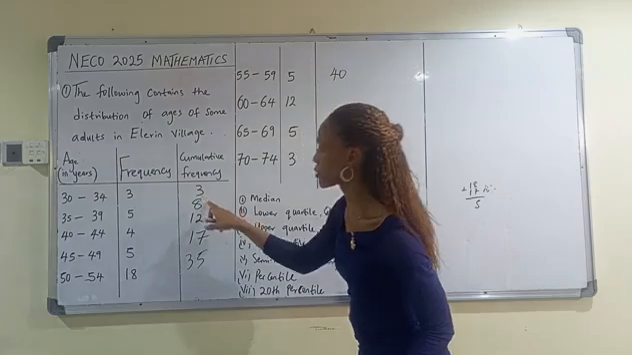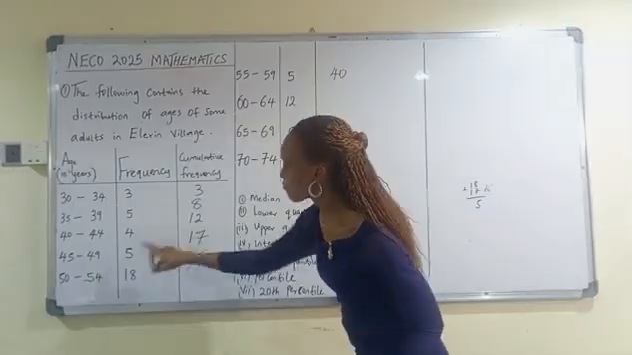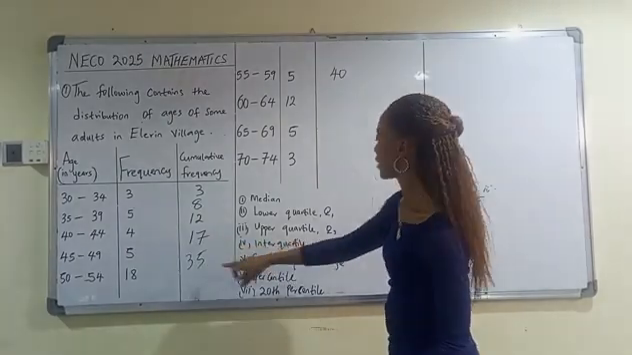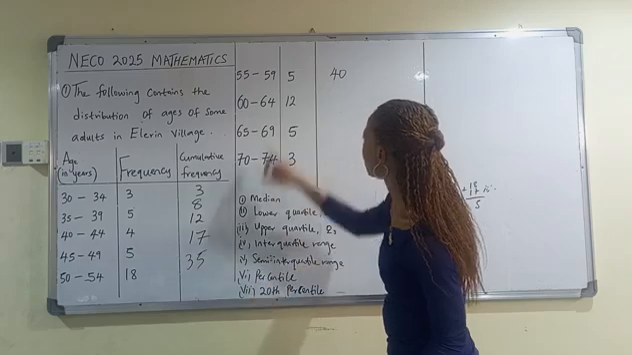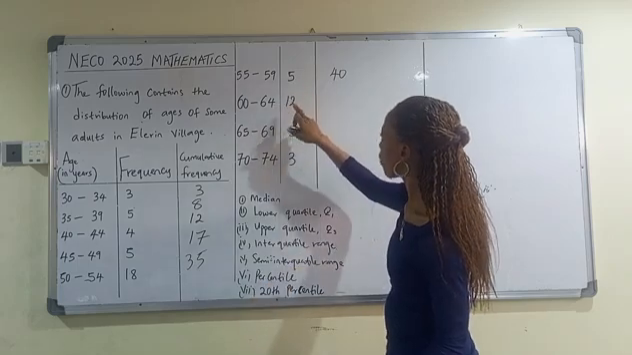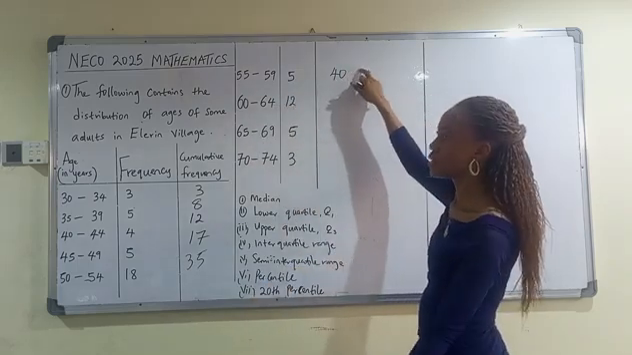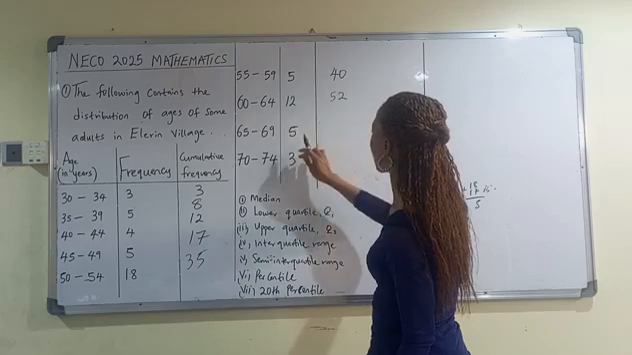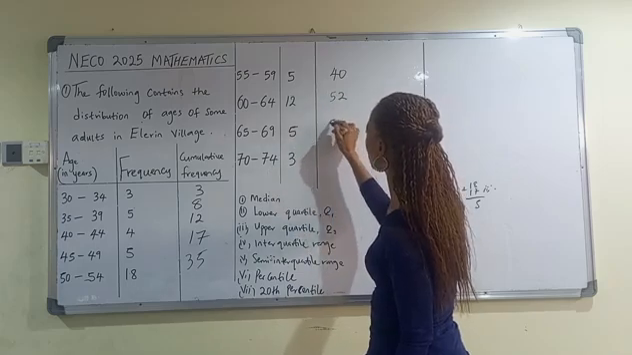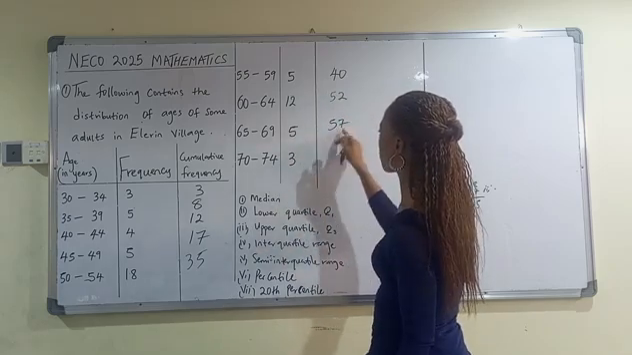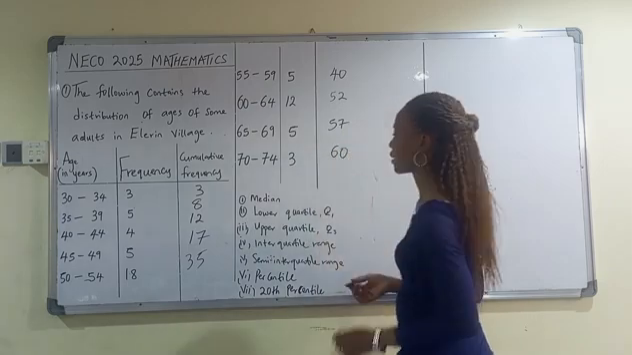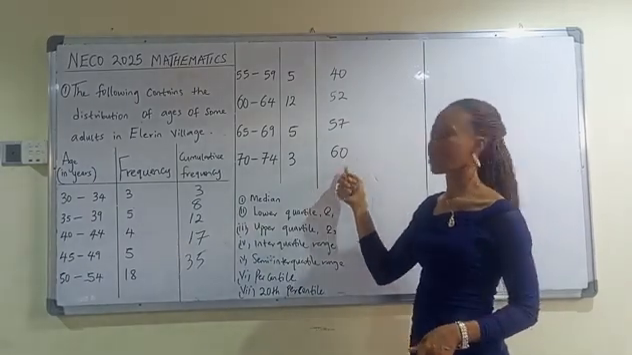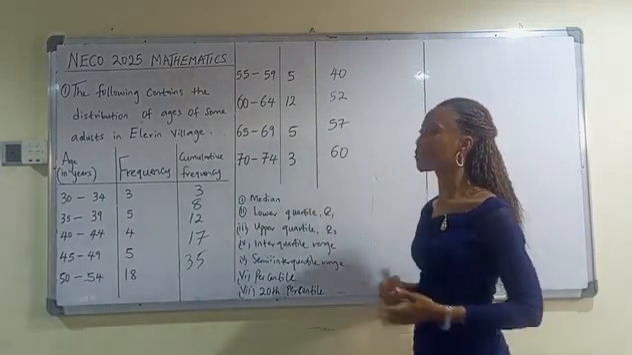Next one, 4 plus 8. 5 plus 12. 18 plus 17. Then 35. The new one is 5. The new one is 12. 12 plus the old cumulative frequency, that's 52. Then 5 plus 52, 57. 3 plus 57, 60. So the total frequency is 60. The last one gives the total frequency.